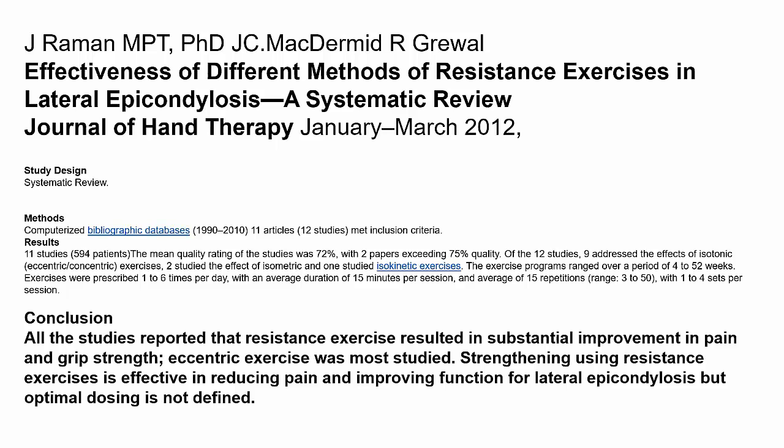Basically, there were lots of studies. They found 11 studies with nearly 600 patients, which were either randomized or non-randomized, a whole bevy of combinations of studies. But in this systematic review, basically all the studies reported that resistance exercises improved pain and grip strength. Eccentric exercises were in most studies, and it seems a combination of stretching and eccentric exercises improves things.